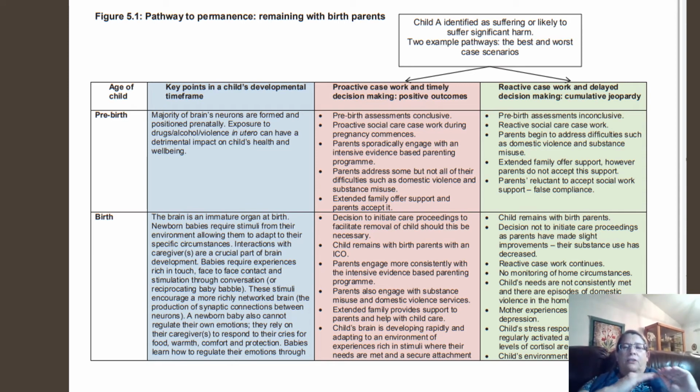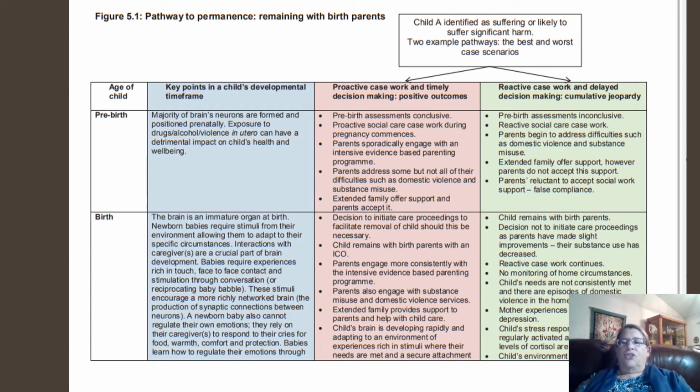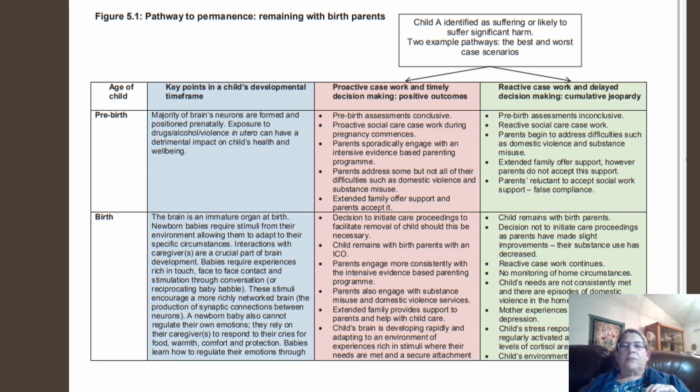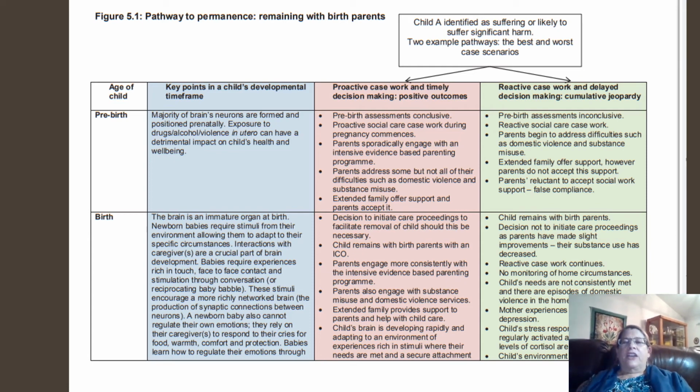So if it's a pregnant person during pre-birth, then the example here is you should have a pre-birth assessment. In this case, you should use your pregnancy, anxiety, and stress assessments. Some of this is in my parent ed or caregivers class, and then you want to look at proactive social care casework and finding out who is going to be available for support of this mother during her pregnancy. This is sometimes when you want to get parents involved and engaged with intensive parenting programs.